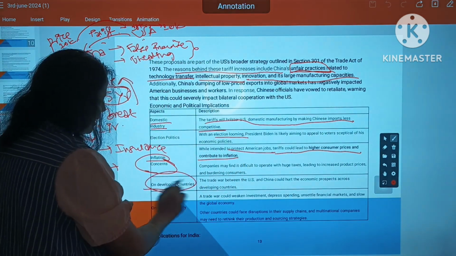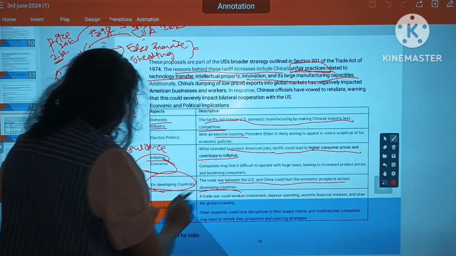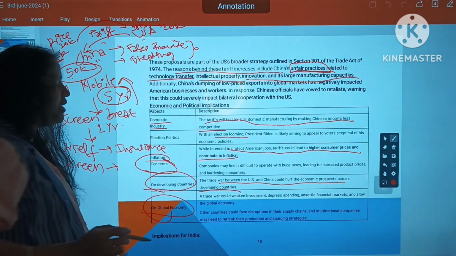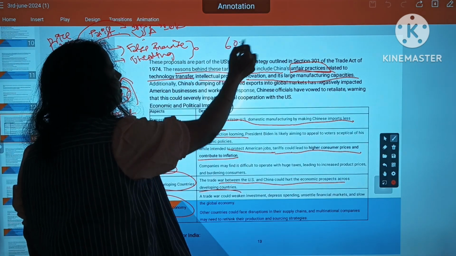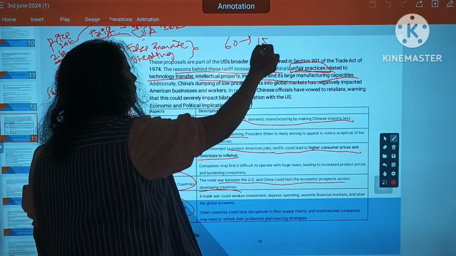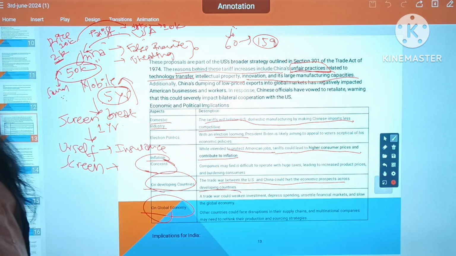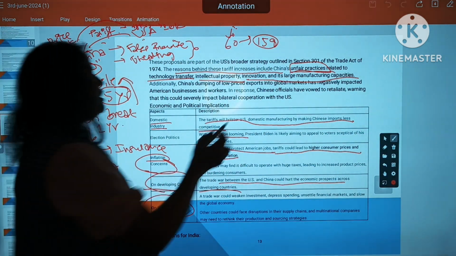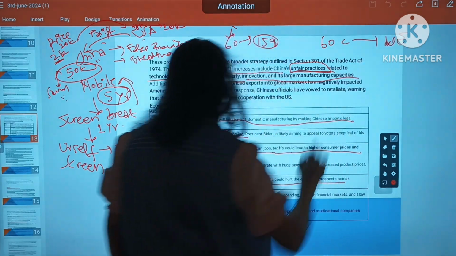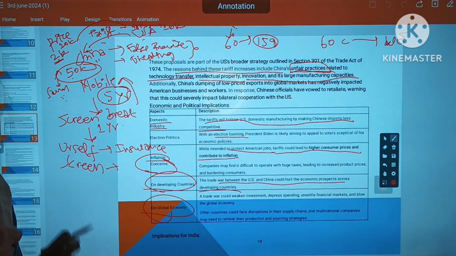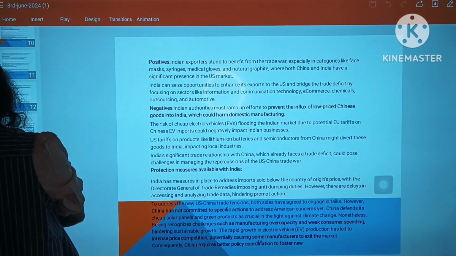And developing countries. The trade war between US and China can hurt the economic prospects of developing nations and the global economy. There are around 60 developing nations out of 159 countries. If the 60 countries get affected, the world economy will automatically be affected. So these are the implications of this measure. So what are the positives?